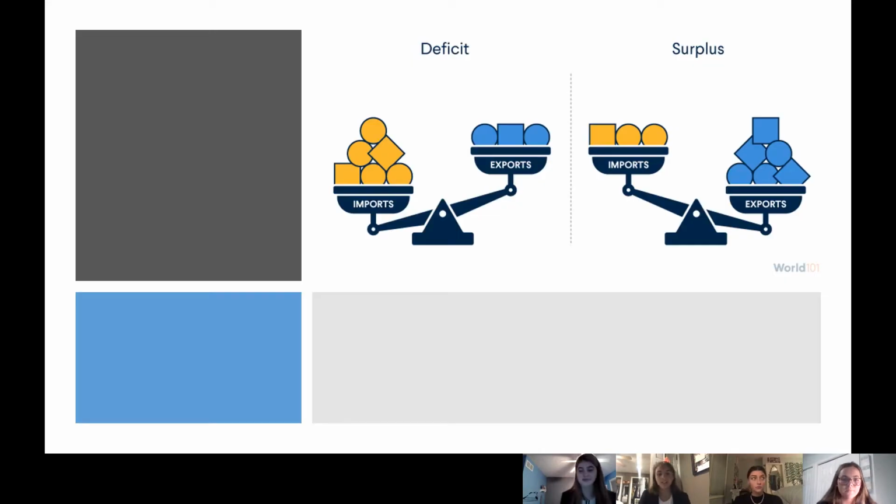This illustration shows the difference between a deficit and a surplus when it comes to trade. In a deficit, the country is importing more than it exports, meaning it's spending more money getting things from other countries than it's making from selling things to other countries. In a surplus, it's the opposite, where they're making a lot of money from exports, but they're not spending a lot on imports, so they're making a positive amount of money.